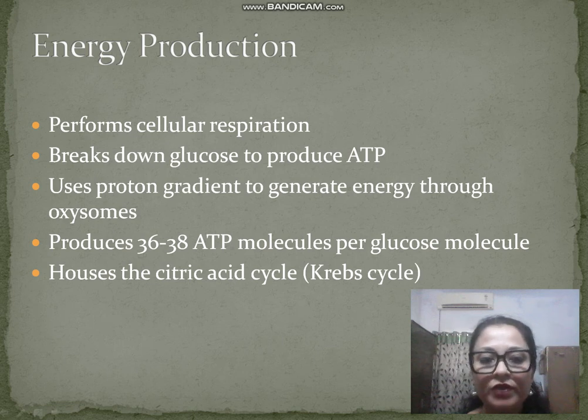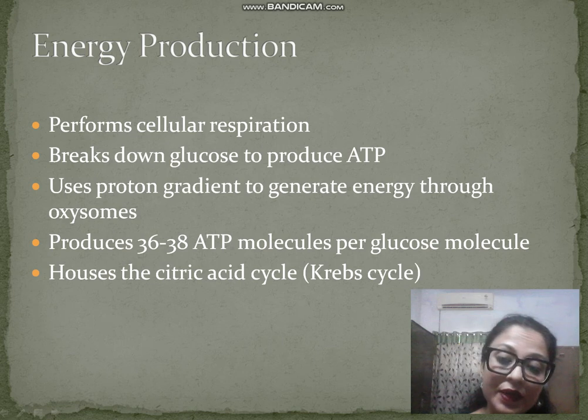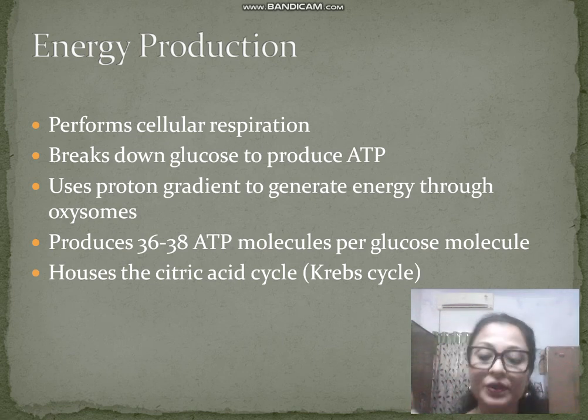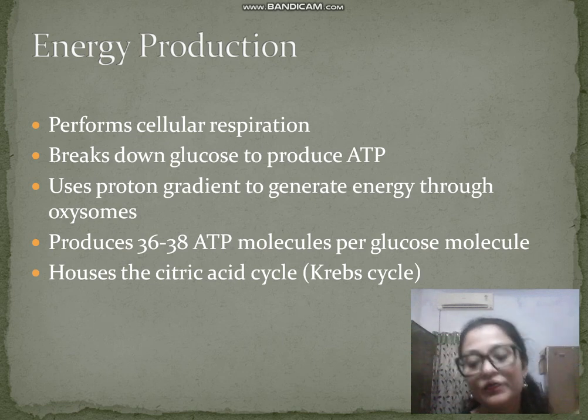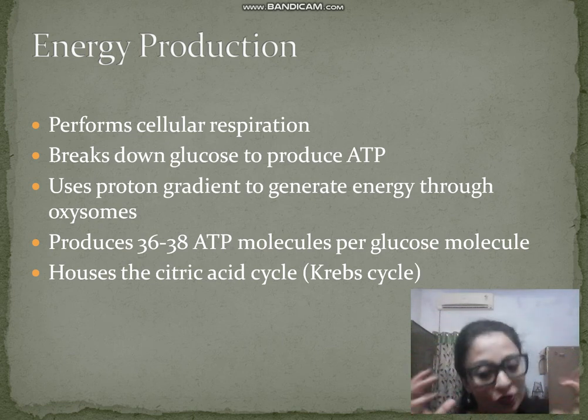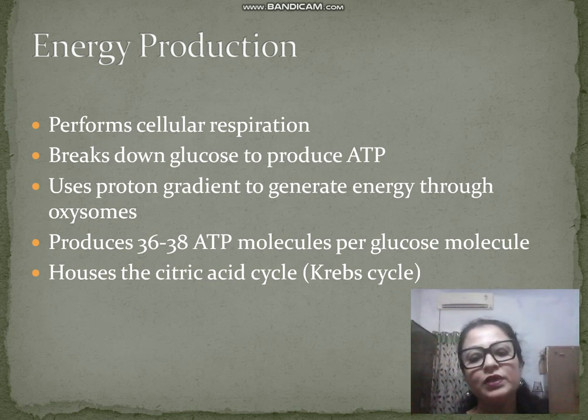The total amount of energy that the mitochondria produces is around 36 to 38 ATP molecules per glucose molecule. So the starting point is the glucose molecule. We derive the energy through a series of reactions that these glucose molecules go through to produce 36 to 38 ATP molecules. And it houses the Krebs cycle. So the Krebs cycle is part of energy production. These are some of the things to jog your memory again. We have discussed all of this.